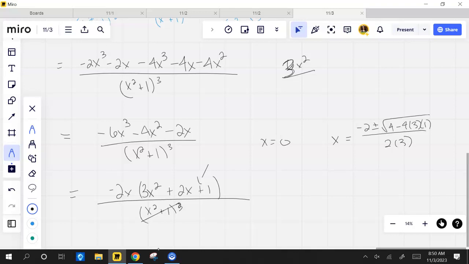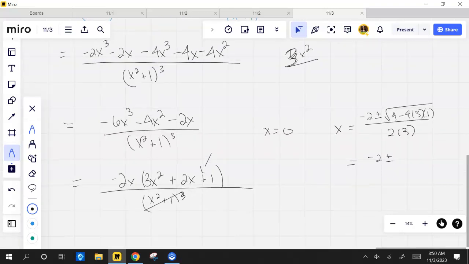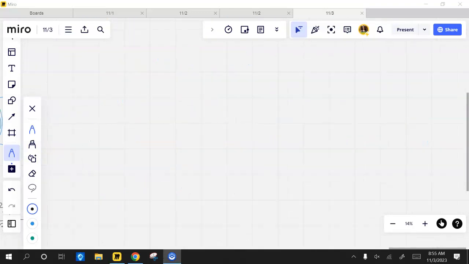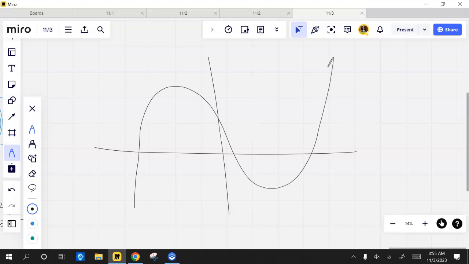Cubed. Sorry. No. Yeah. I'm fixing to work that on paper while y'all do this. This is 21.